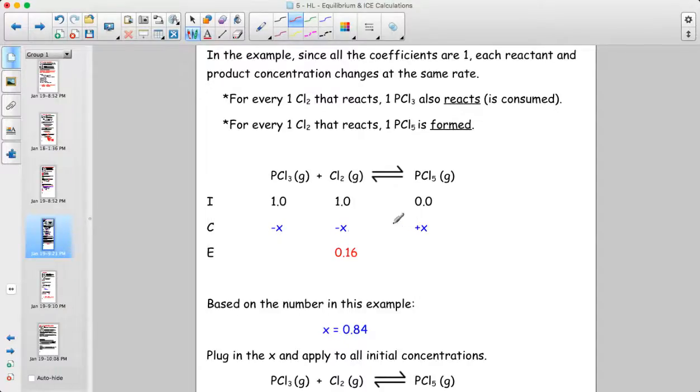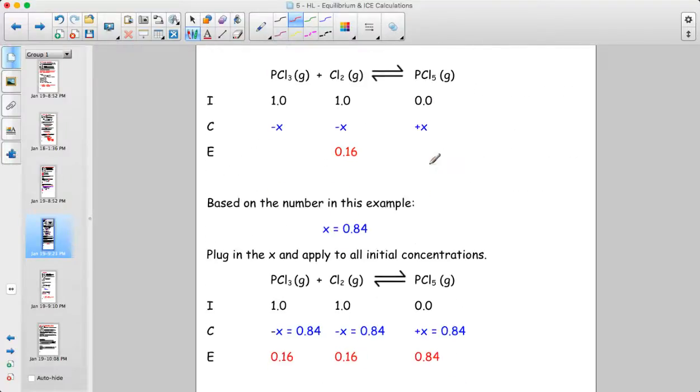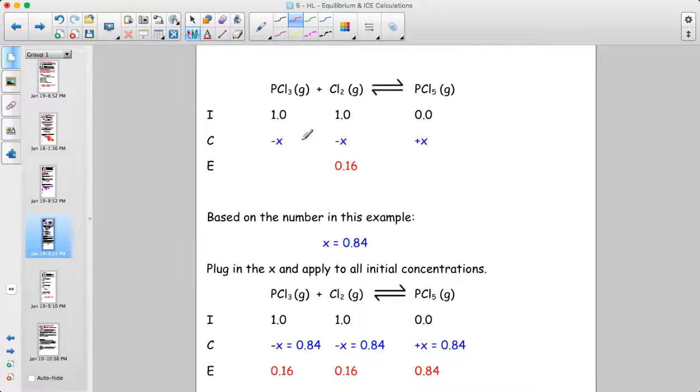The sign I'm figuring out based on the first one. I know that the chlorine has gone down from 1 to 0.16, and chlorine is a reactant. So that implies that this reaction is shifting to the right, which means all the reactants should be going down, and any products should be going up. So I'm going to apply a negative sign to any reactant change and a positive sign to the product change. That's why it's negative X for both of these and a positive X for the PCl5.